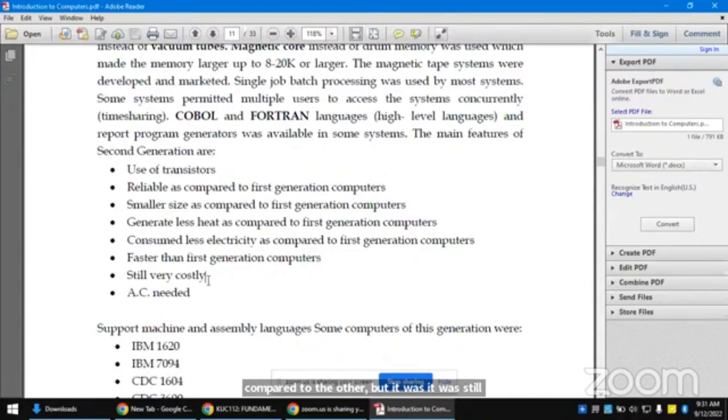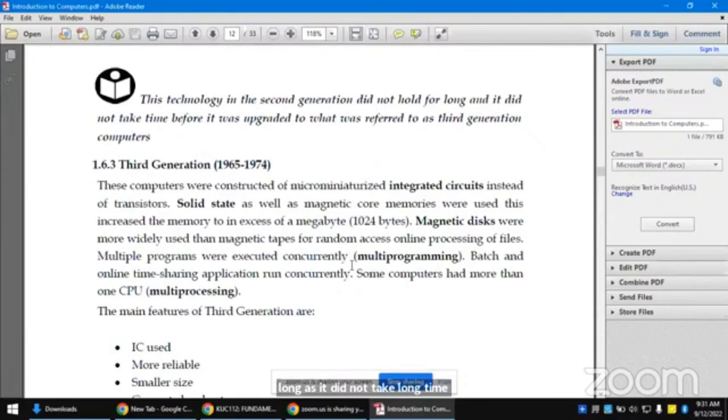Then this technology in the second generation did not hold for long, as it did not take long before it was upgraded to what was referred to as the third generation computer. The third generation came into evolution in 1965 to 1974. These computers were constructed of micro miniaturized integrated circuits, what we call the ICs, instead of the transistors.